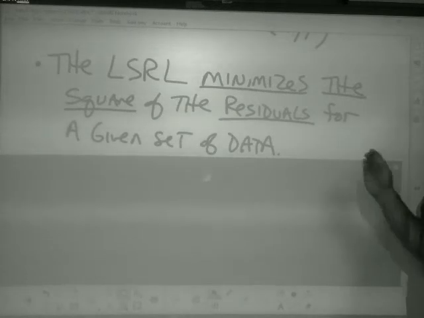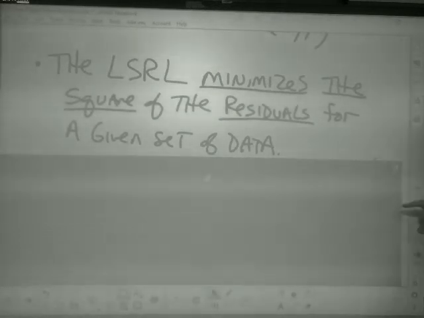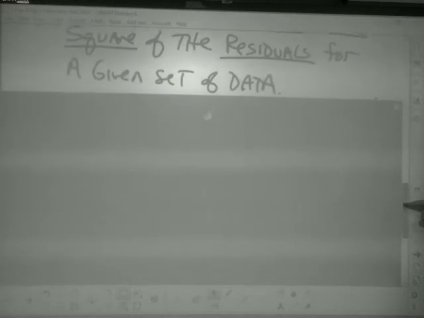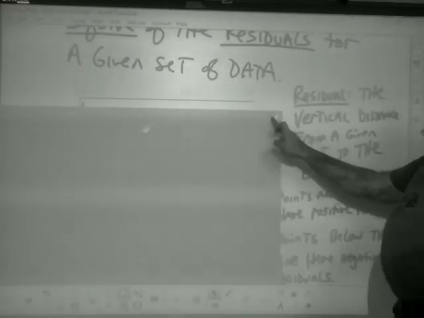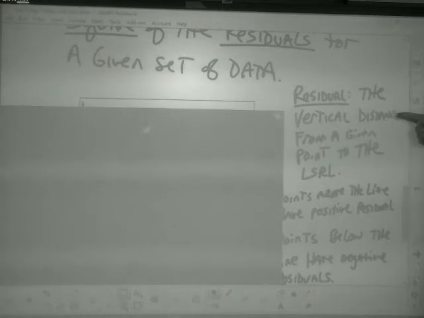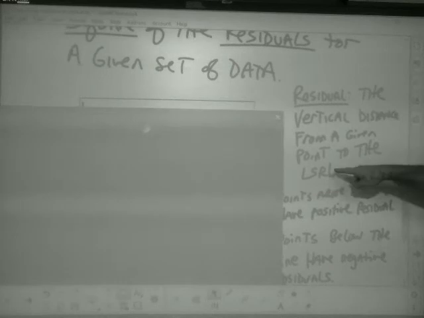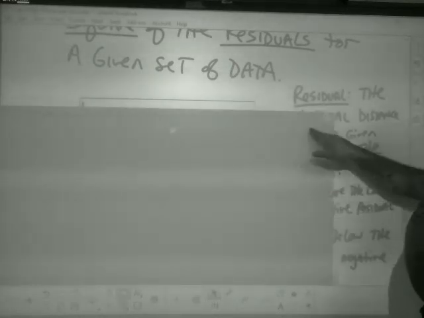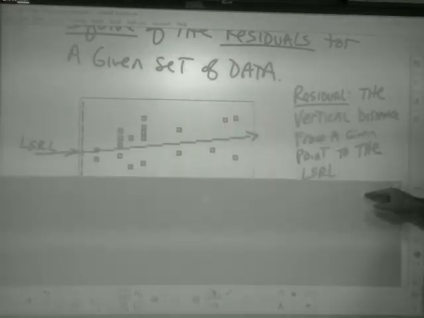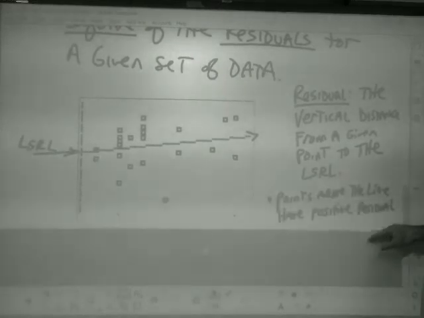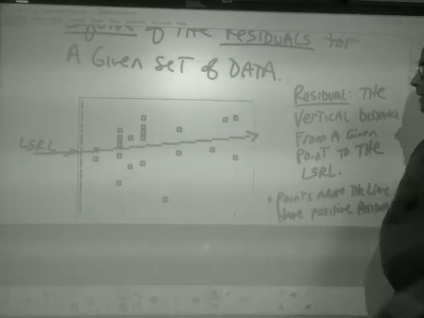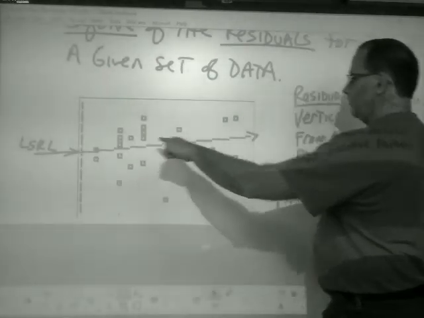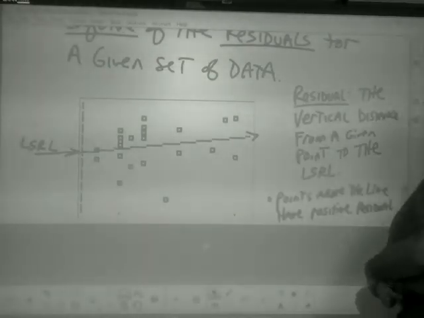In Algebra 1, you talked about residuals, but probably not a lot, so we're going to revisit those. So a residual is the vertical distance from a given point to the regression line. All right, so here's what I did. I took a set of data and I graphed it. So here's my scatter plot. Here's my regression line. Okay?